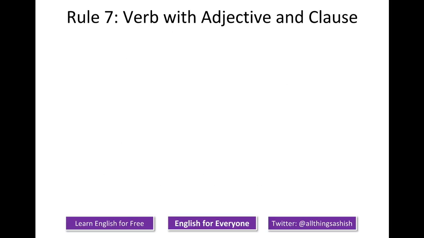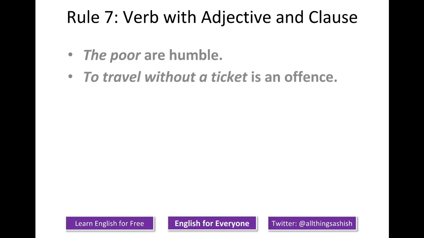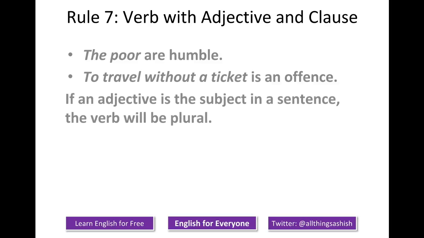Rule number 7, verbs with adjective and clause. The poor are humble. Travel without a ticket is an offense. If an adjective is the subject in a sentence, the verb will always be plural. And I can connect this with what we learned in video number 1 when we were discussing subject and its forms. And if you remember, one of the rules that we looked at was the rich and the poor have equal rights to vote.